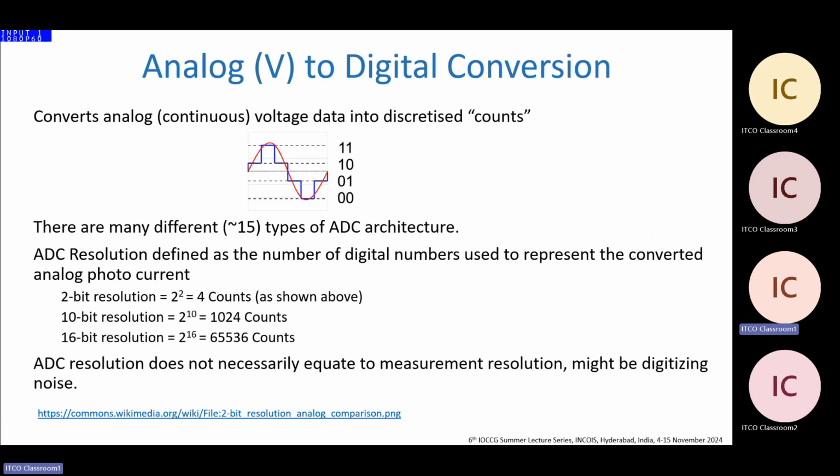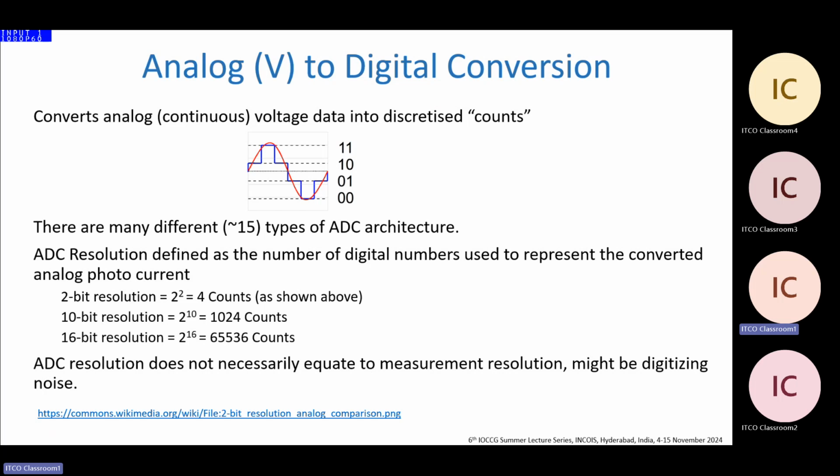Yeah, and so once you've got this voltage, you need to then convert it into a digital count so that we can process it, store it, do things with it. I just wanted to introduce you to ADC resolution. If you've got a 2-bit resolution, you've got 4 counts, so 4 values. If you've got 10-bit resolution, you've got 1024 counts, so it's 2 to the power of the bit resolution. A lot of the sensors nowadays have 16-bit resolution, so you've got 65,000 counts, and you can resolve voltage levels within that, hopefully. But the ADC resolution doesn't necessarily equate to the actual measurement resolution.